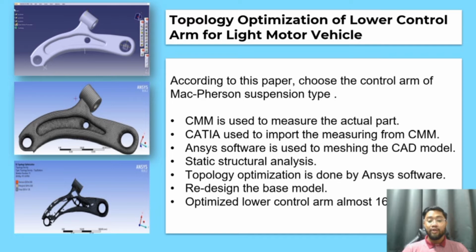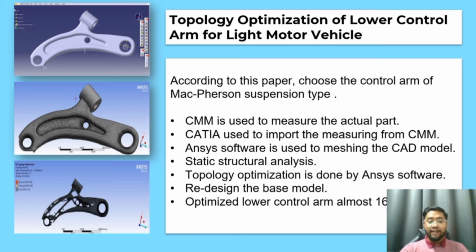journal, which is a topology optimization of lower control arm for light motor vehicles. According to this paper, they chose the control arm of McPherson suspension type. They use a technology such as a coordinate measuring machine to measure all the dimensions of the lower control arm, and then they import the measurements into CATIA because CATIA has a special tool of generative surface design to construct a typical surface, which is then converted into a solid model.